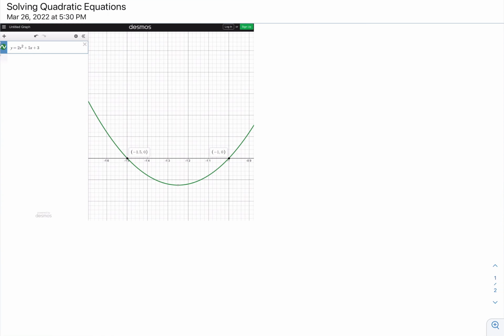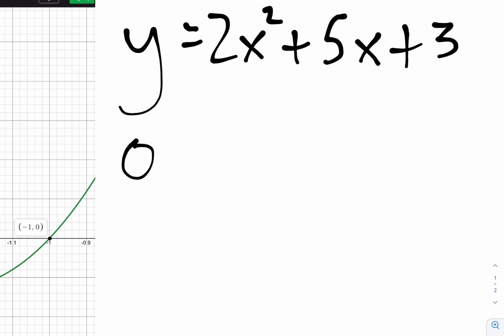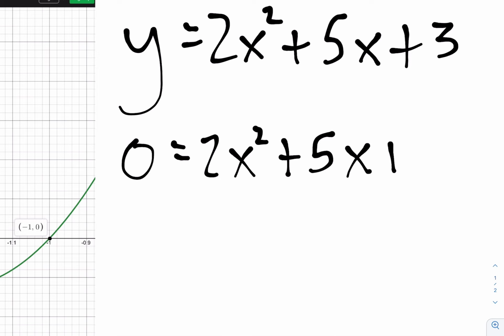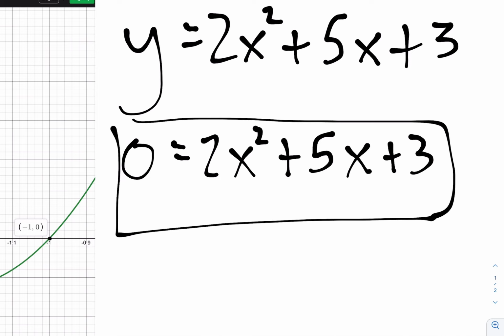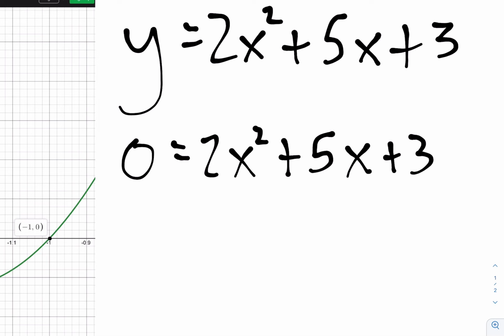So if y equals 2x squared plus 5x plus 3, one conclusion we can make is we know that 0 equals 2x squared plus 5x plus 3. So now that we know this, we're going to be able to solve for x if there is a real solution for x. And there are a couple ways that we can go about doing this.